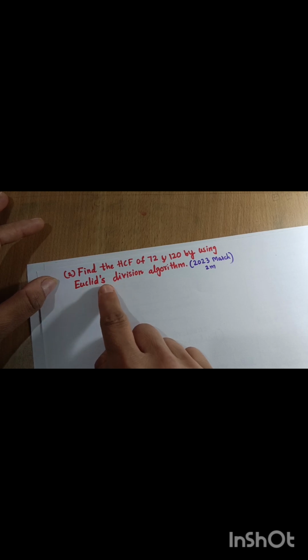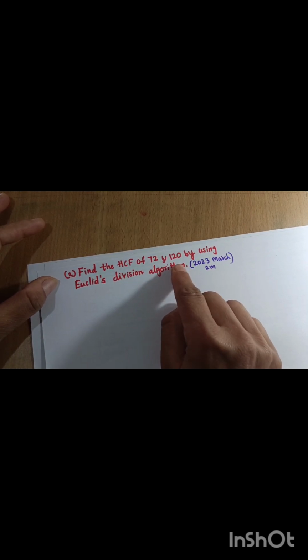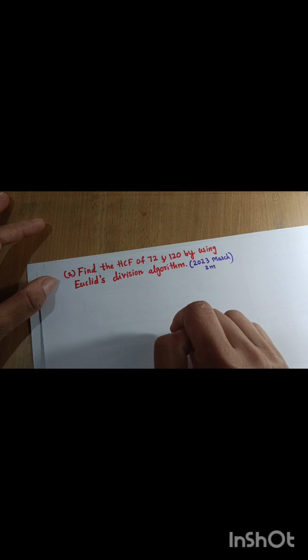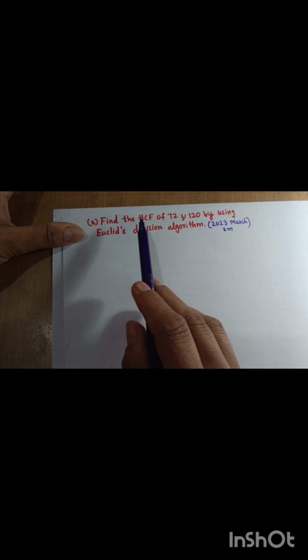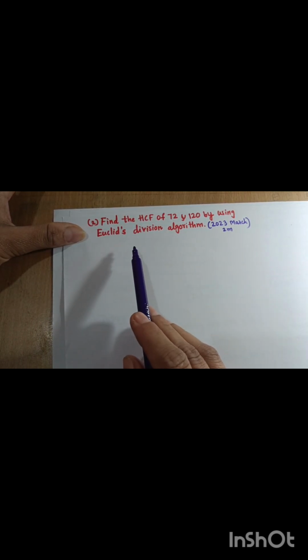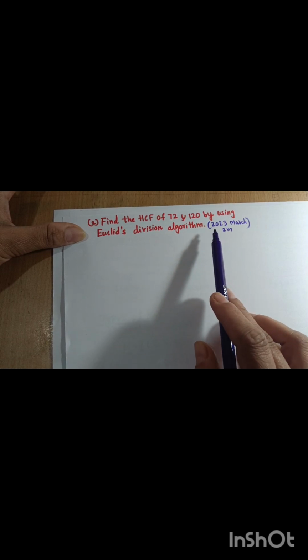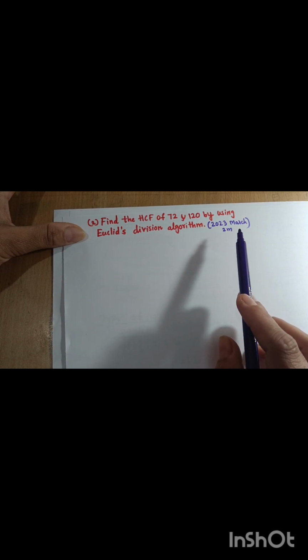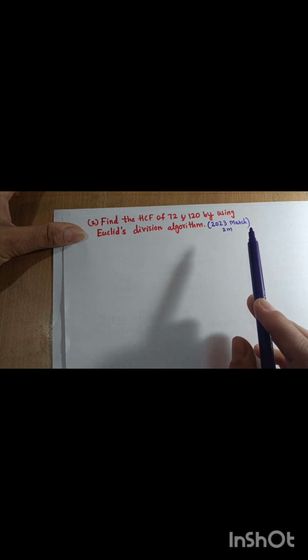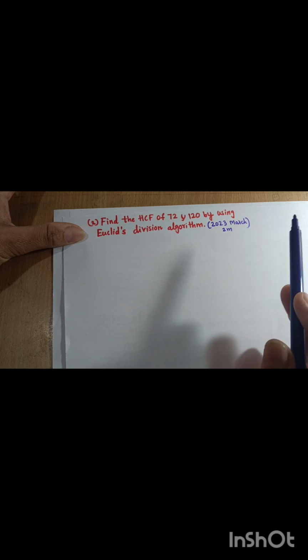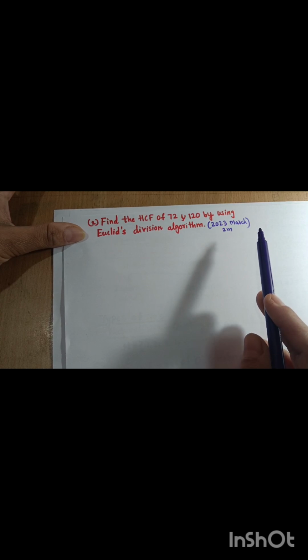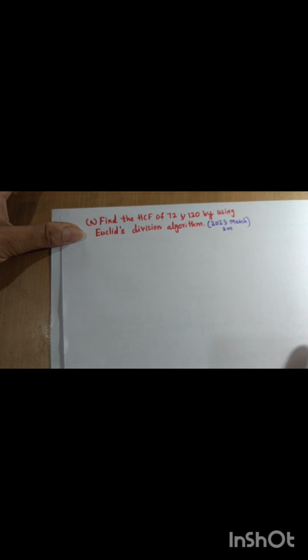Find the HCF of 72 and 120 by using Euclid's division algorithm. It is also the same only. So I think you noted the question. I'll repeat the question. Find the HCF of 72 and 120 by using Euclid's division algorithm. This occurred in March 2023, a 2 marks question. In the 2023 March question paper, in question number 3, the first one in that series, this one is asked.